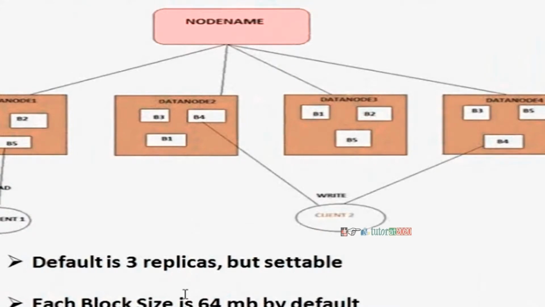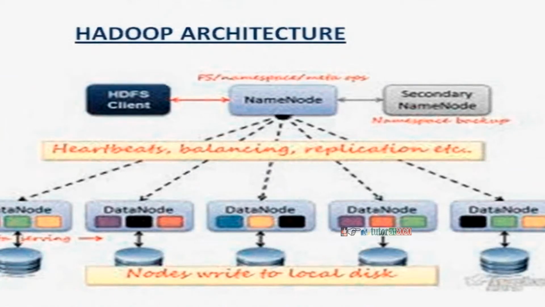For example, you have 5 blocks: B1, B2, B3, B4, B5. And B1 block is available in 3 locations. B2, B3, B4, B5, each and every block is replicated into 3 locations. Storage completed. Now I want to process the data. As a developer, I'm submitting the query.